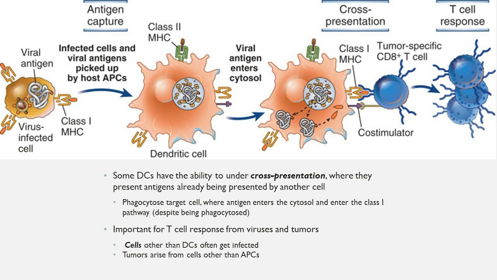MHCs. Now, the reason this is important is for two reasons: that cells other than dendritic cells can get infected or get cancer, and dendritic cells are the most important cell for activating naive T cells. So it's not always enough that just any cell that's infected can display their antigens to a T cell. It might be necessary that a dendritic cell come into play, digest it, and then present that same antigen on its own class 1 MHC because it's a much more capable and professional antigen presenting cell.